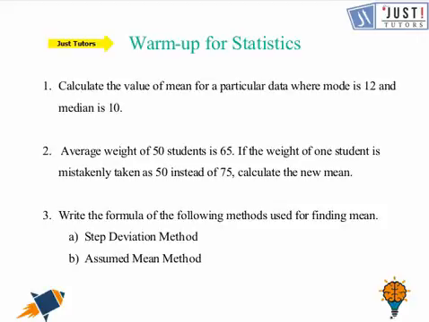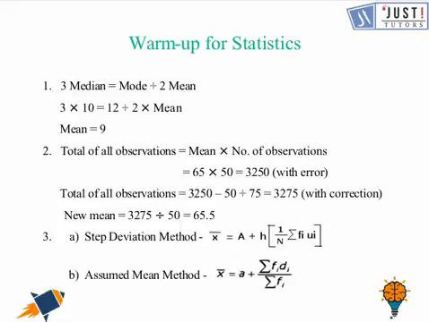In the first question, we need to calculate the value of mean for a particular data where the mode is given and the median is given to us. So here we know the formula that 3 median equals mode plus twice of mean. Keeping the values here, the calculated mean is 9.